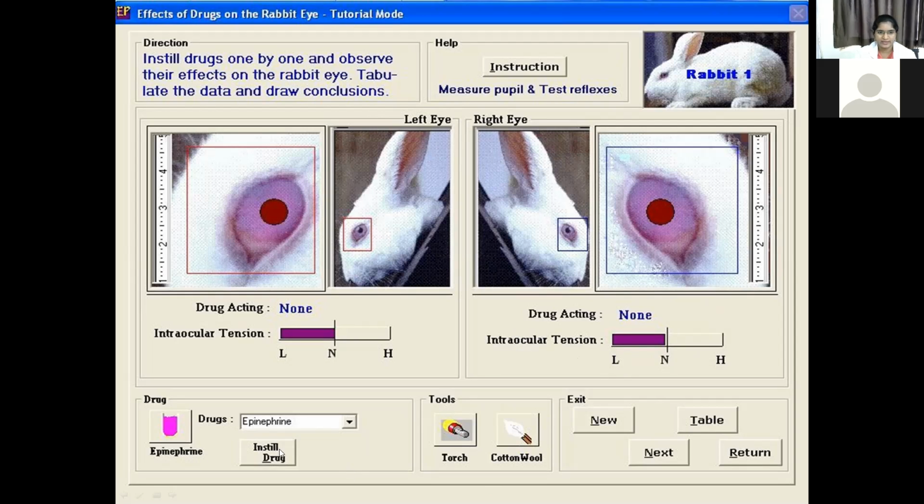Then, besides the drugs, here you can see tools. The tools are a torch and cotton wool. By using the torch, you can check light reflex, and by using cotton wool, you can check corneal reflex. This is about tools. This is about parameters. First we have to select the rabbit, then we have to select the drugs. We have to instill the drug, check pupil size, and check light reflex and corneal reflex.